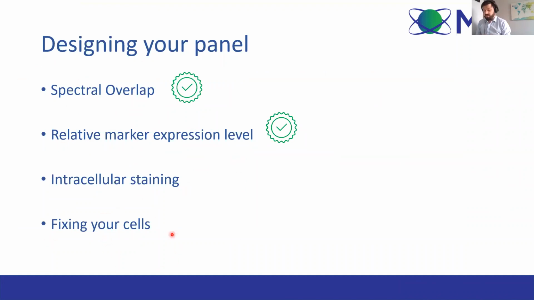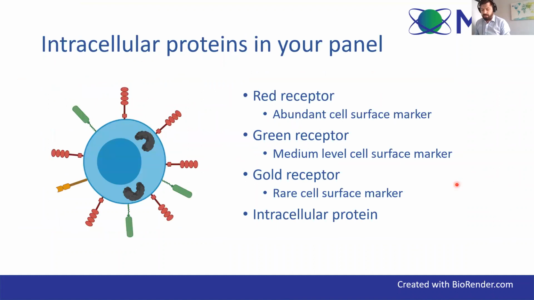But are you fixing your cells as well? If you've got a huge amount of samples and you want to run them, you can't run them all in one day. So there's loads of reasons why you'd fix cells. So there are some things to take into account in terms of this. A good way to talk about fixing and intracellular staining is for us to look at how we would stain an intracellular protein and integrate this into our panel.